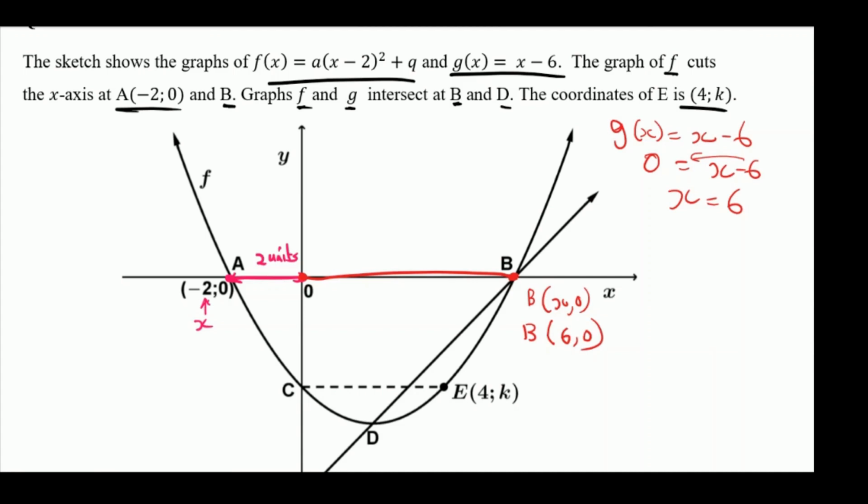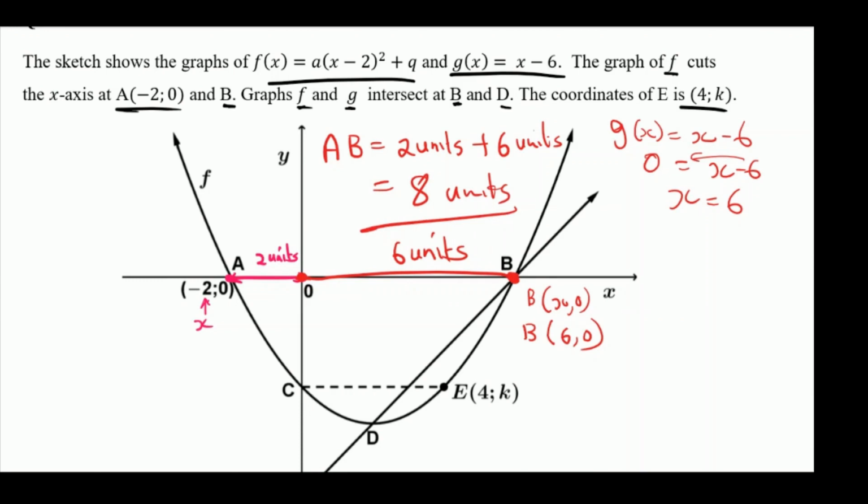So the distance from the origin to this point here is 6 units, right? So the distance of AB will be equal to the 2 units plus the 6 units, giving us 8 units. So this is the length of AB.